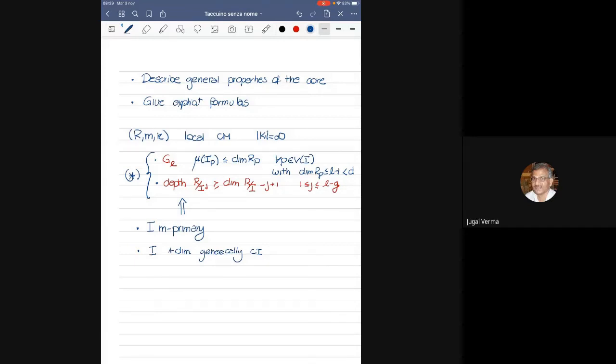So you see, the general case for this is L equal to G, and the general case for this is L equal to G plus 1. But obviously you need more. You also need Cohen-Macaulay and generically complete intersection.